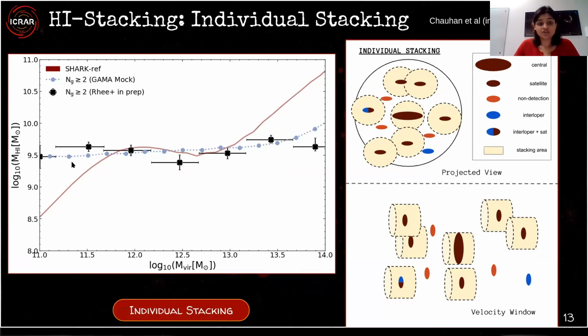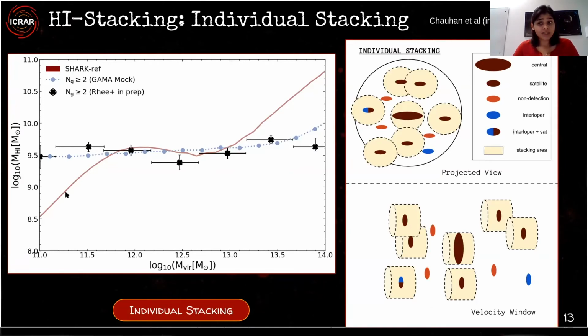We are losing the intrinsic shape that is behind that. And we would want to recover the shape, because we know for sure that this is the shape that is there, because our entire mock is based on SHARK, which has this underlying H1-HM shape.